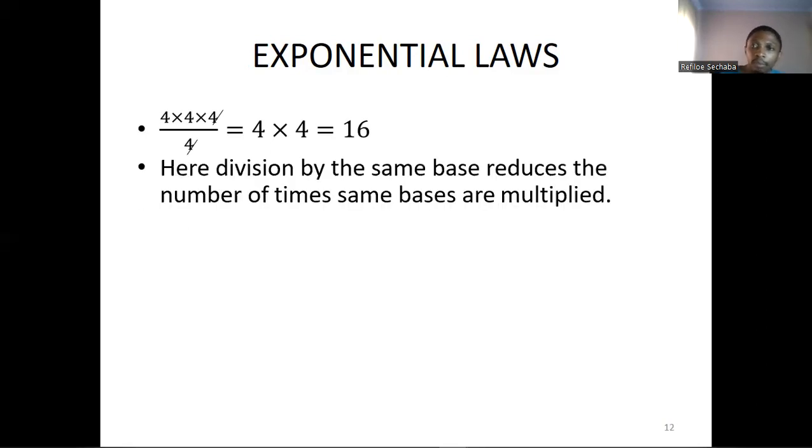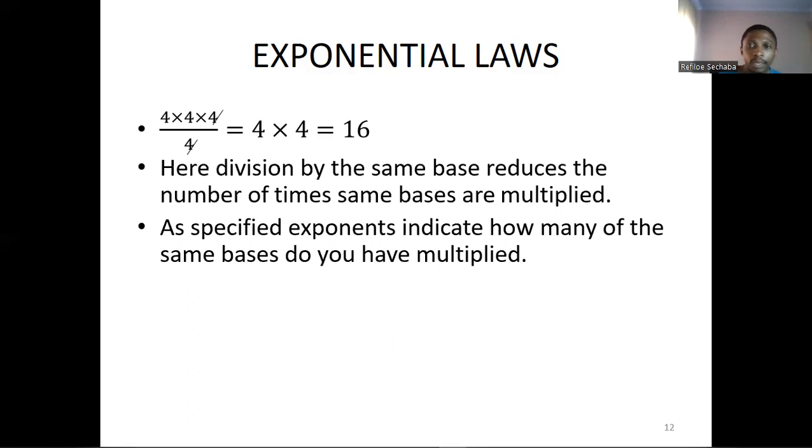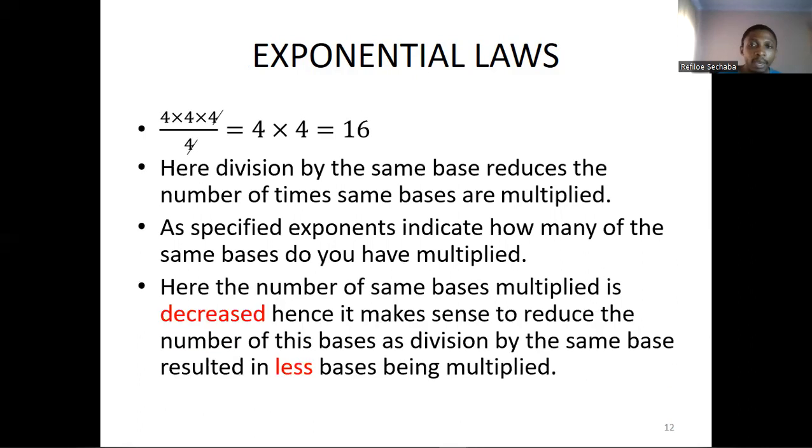Here, dividing by the same base reduces the number of times bases are multiplied. As specified, exponents indicate how many of the same base you have multiplied. Here, the number of bases multiplied is decreased. Hence, it makes sense to reduce the number of bases, as division by the same base results in fewer bases being multiplied.